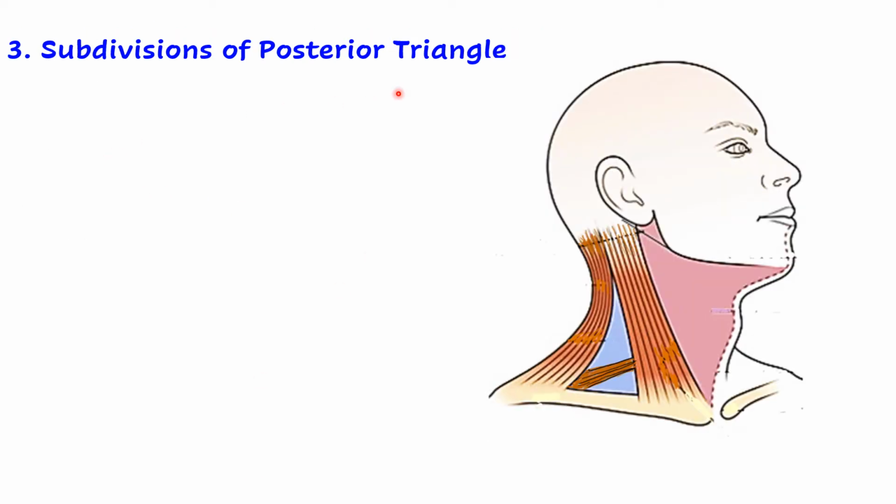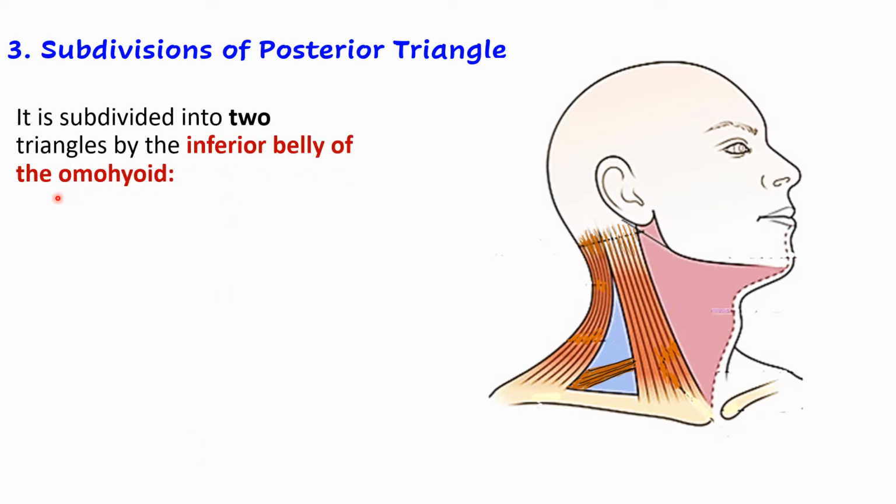Now, what are the subdivisions of posterior triangle? Posterior triangle is divided into two triangles by the presence of the small muscle which is known as inferior belly of omohyoid. So this muscle will also have a superior belly which is present in the anterior triangle, and look at the name omohyoid. Hyoid, it will be attached to the hyoid bone here, and posteriorly it is attached to the scapula. So which muscle divides the posterior triangle into two parts? It is the inferior belly of omohyoid.